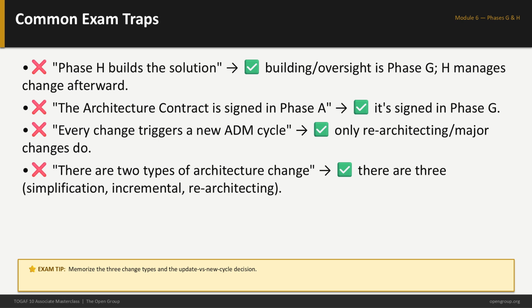And 4. There are two types of architecture change. No, there are three: simplification, incremental, and re-architecting. The two things to overlearn here are the three change types and the update versus new cycle decision. Get those solid, and phase H holds no surprises.